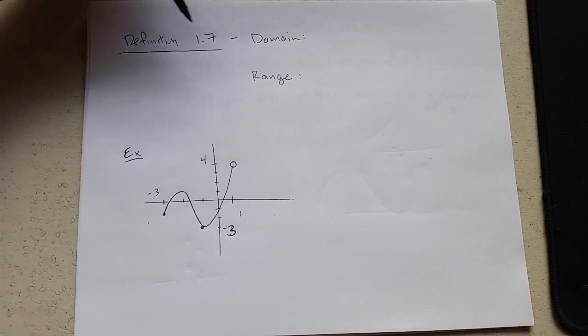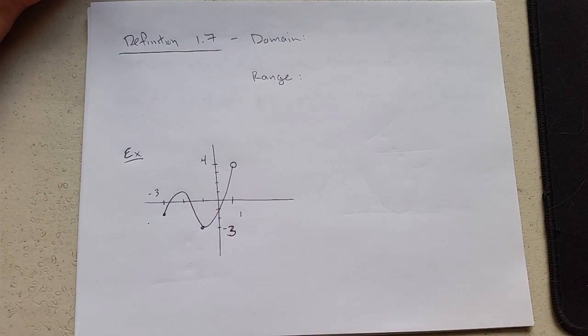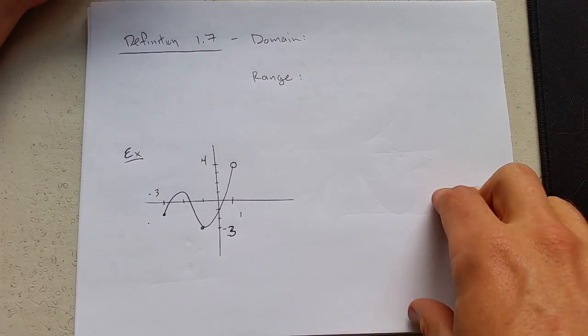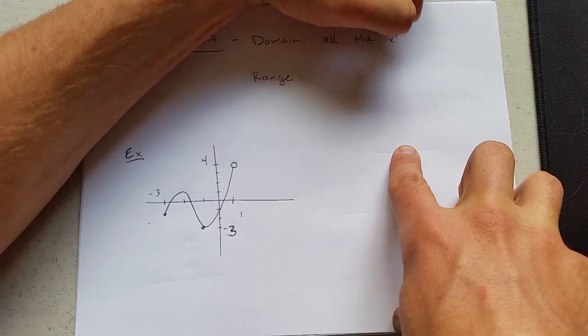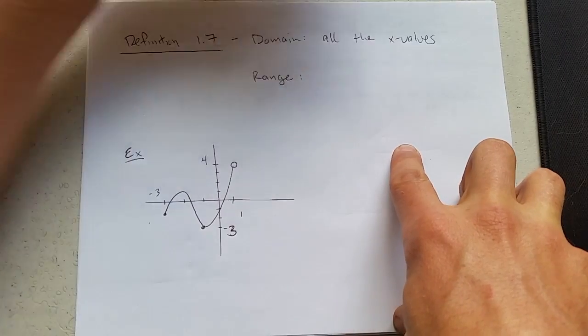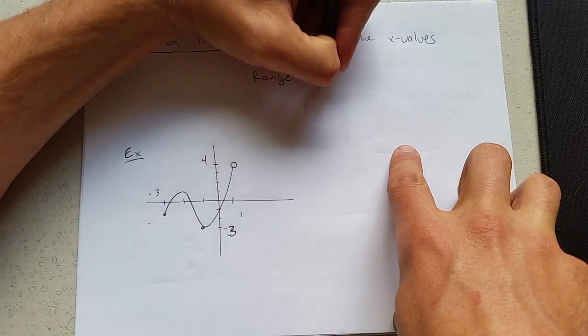With a function, we can talk about the domain and the range. What are those? The domain is all the x values. And what is a range? Range is all the y values.